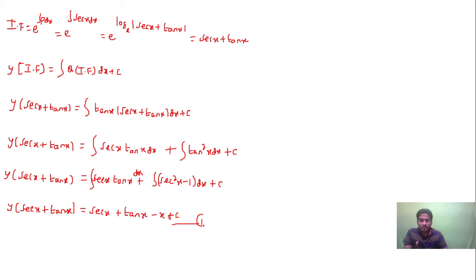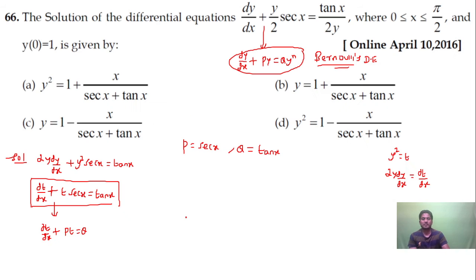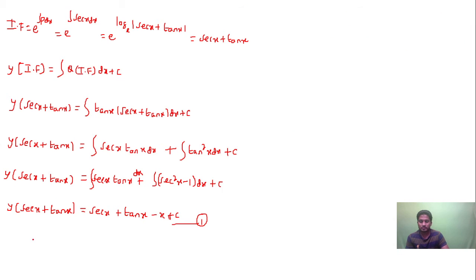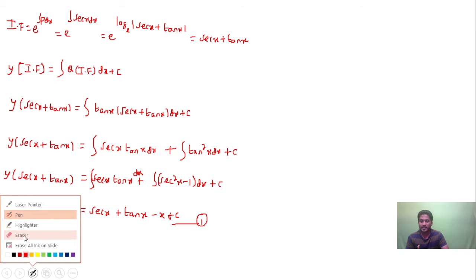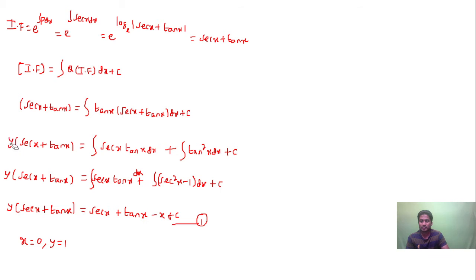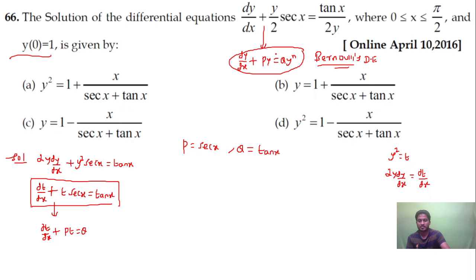You call this equation 1. Now it is given in the question that y(0) is equal to 1, that is, when x is equal to 0, y is equal to 1. Again, this is t into integrating factor, because I get dt/dx. So the value of t is equal to y squared. Now here you check, this is dt/dx + Pt = Q.